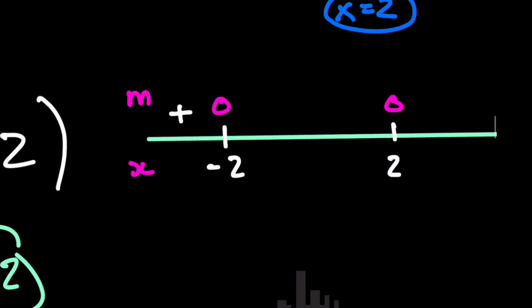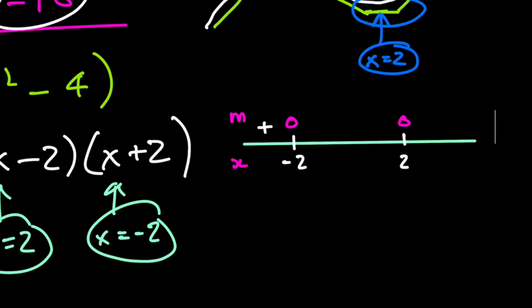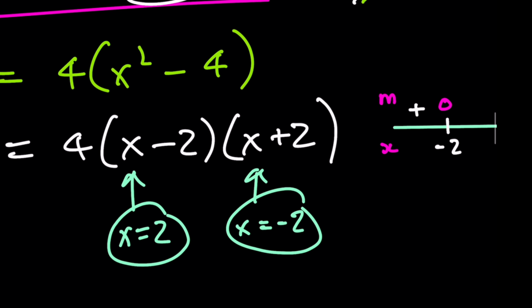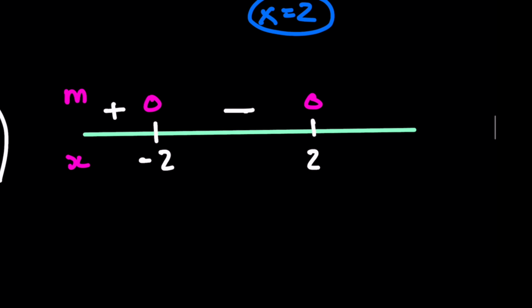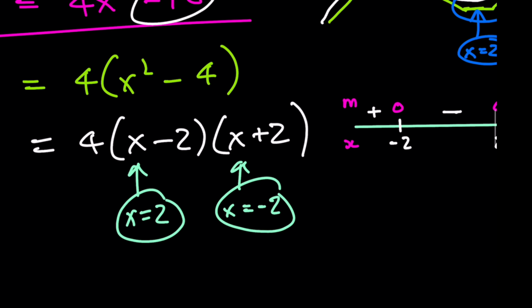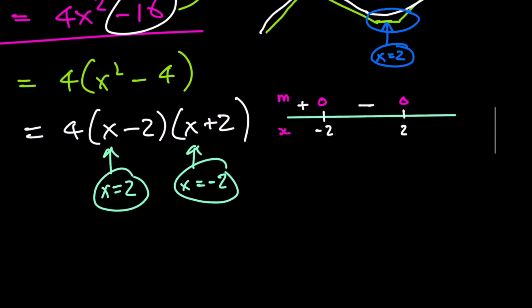Now we're going to try a value between minus 2 and 2. So I'm just going to try 0. If we go back over to here and we substitute 0 into this gradient function, positive times a negative times a positive, that would result in a negative value. And we'll just do the last one. Think of anything to the right of 2. So I'll just pick 3. And I'll go back over to here, and we just do the same thing. 4 times a positive value times another positive value would be positive.